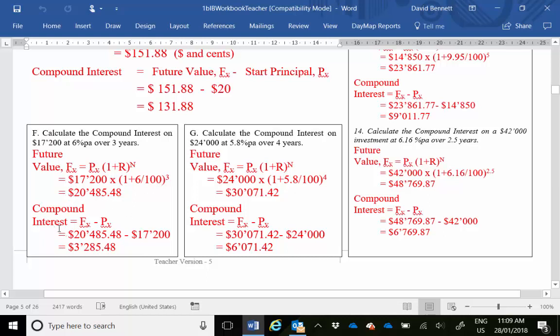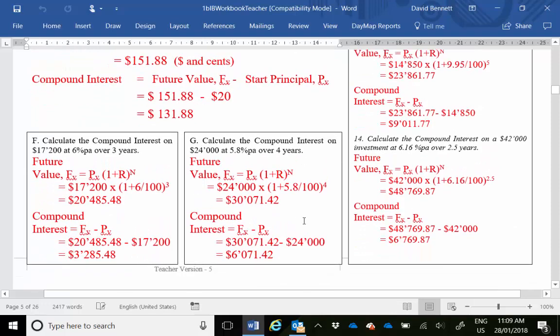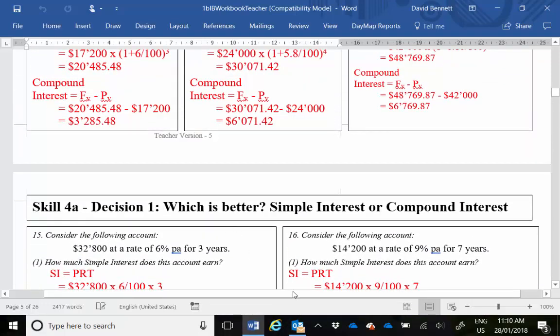So how much interest did we get? Well, that's the difference between the final amount, or future value, take away our present value. So we've got $3,285.48 interest. Now, I'll just leave the video here, but we'll definitely go through some other examples with that.